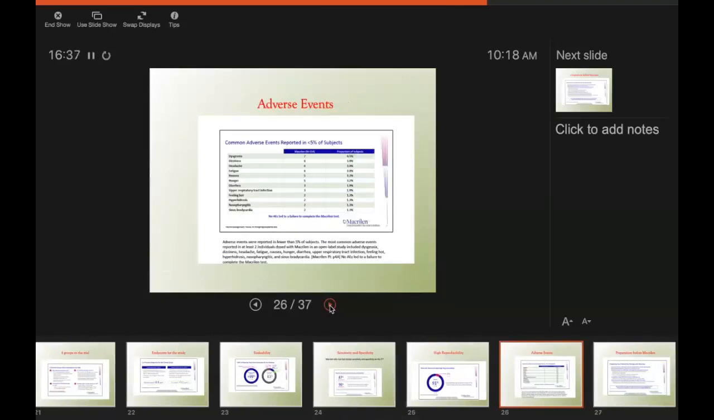Here's the side effects. They're all less than 5%. The most common one, the bad taste in your mouth, 4.5%, dizziness, headache, fatigue, nauseousness, hunger, etc. So low rates of side effects from this test.